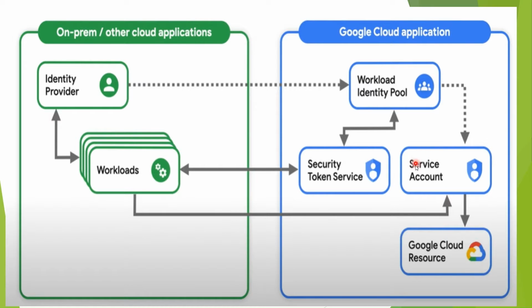And if it is using service account impersonation, we have to provide the workload identity user role to our service account so that it can work with workload identity. So basically these are the steps involved around workload identity, and all these things we will see how to configure. So let's directly go to the console and start configuring it.